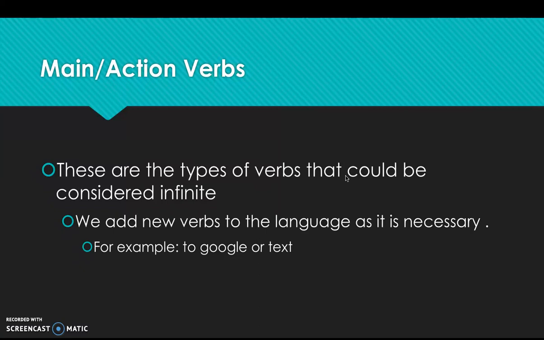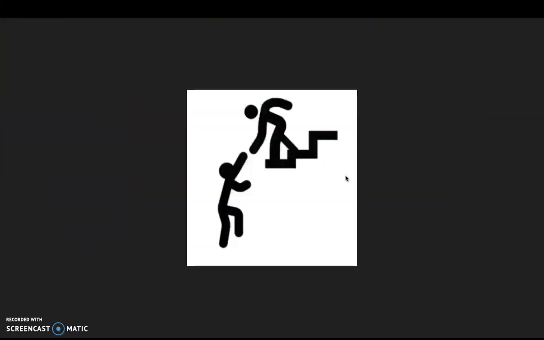These are also the type of verb that you could consider infinite in its own way, in the sense that we add new verbs to the language all the time, such as to Google or to text. Text used to just be a noun, but now, of course, we text people all the time in the verb sense. So although it might not be infinite in the sense of constantly adding them, we have the ability to do that as the language needs.